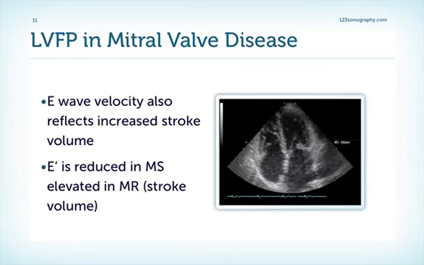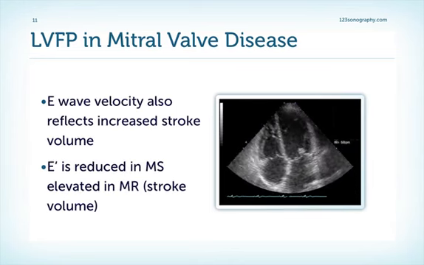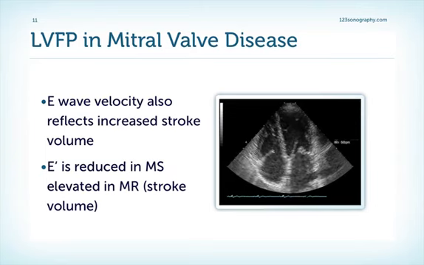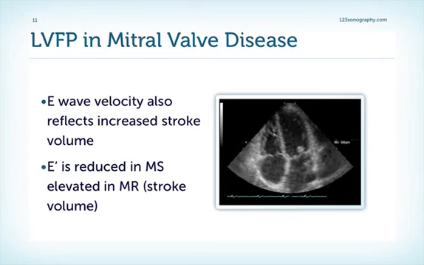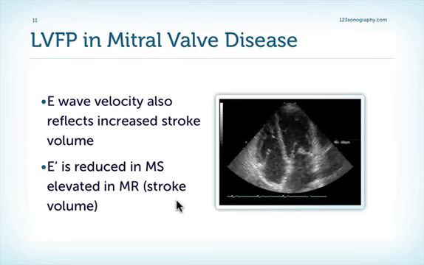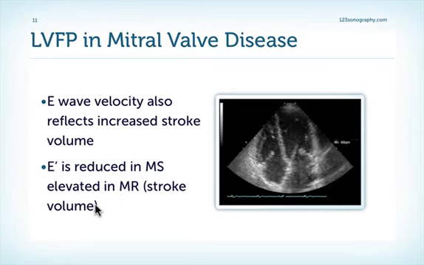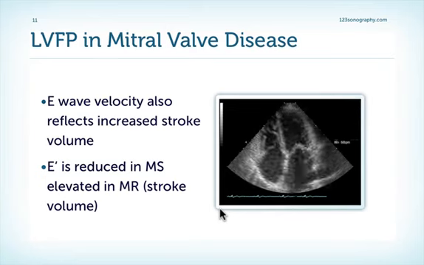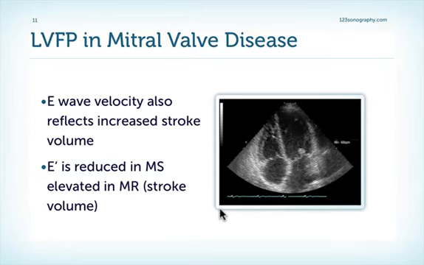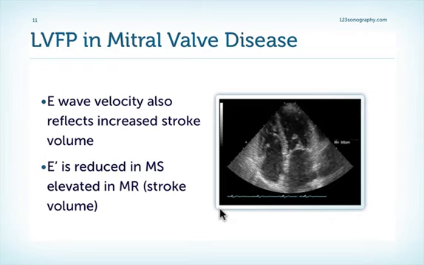What about the E wave velocity? Well, in mitral valve disease, the E wave velocity is also influenced by other factors, such as stroke volume. In patients with mitral stenosis, you will have a fairly small E wave, while patients with mitral regurgitation, due to the increase in stroke volume, will have a tall E wave. So in summary, you cannot estimate left ventricular filling pressures in patients with mitral valve disease.